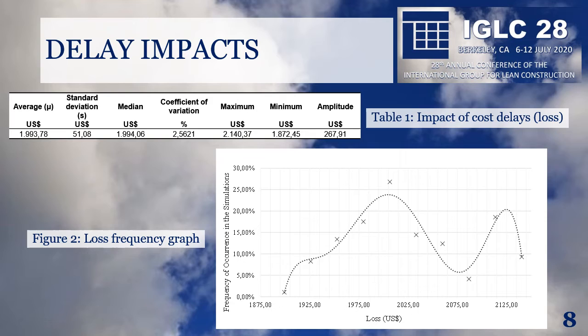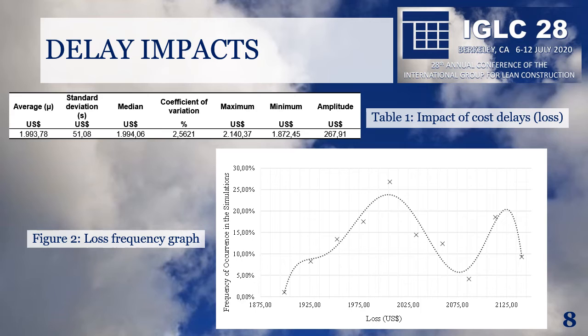After running the model 100 times, the results analyzed present an average loss of $1,993 with a standard deviation of $51.08. Figure 2 shows the relationship between losses and the frequency of occurrence within the model. Through the visual analysis, it was possible to verify that even with the simulation using a system of variation of random delays, at the end of the analysis, a behavior was perceived in the obtained data.